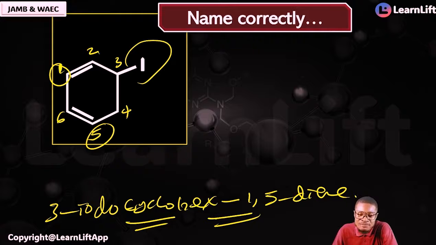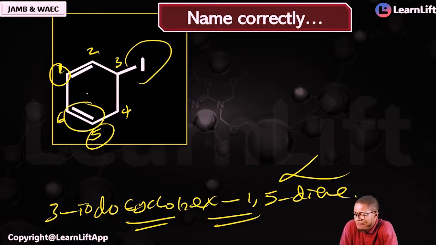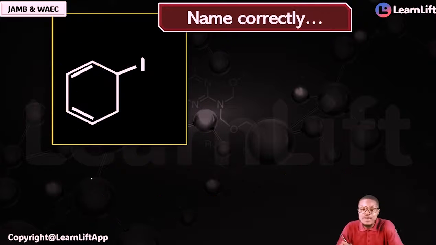If you name it like this, bro, let me tell you, you are wrong. Big time. Now listen, in naming compounds you must pay priority attention to the double bonds. This double bond does not have higher power over the other double bonds. They are the functional group, so we must give them priority. Let me tell you how you name it correctly.